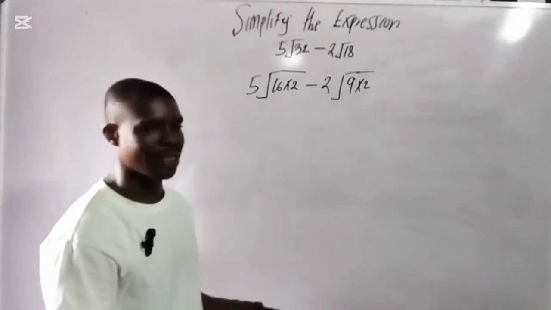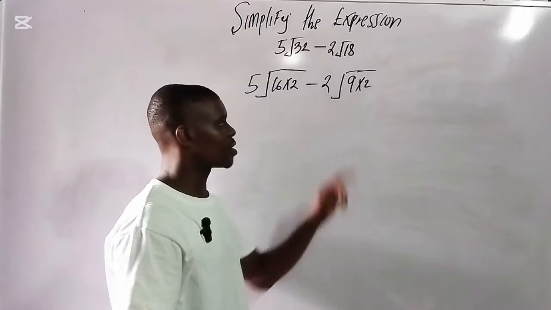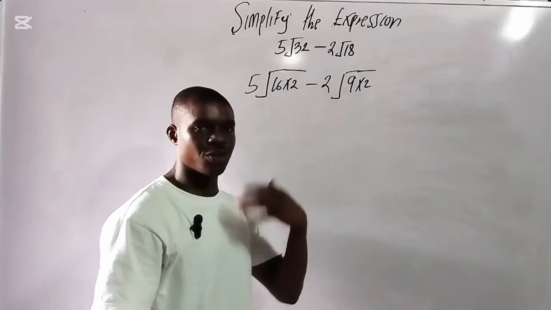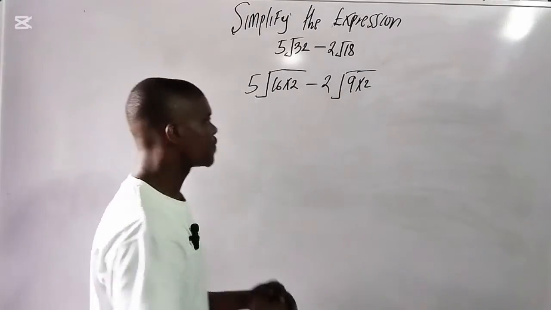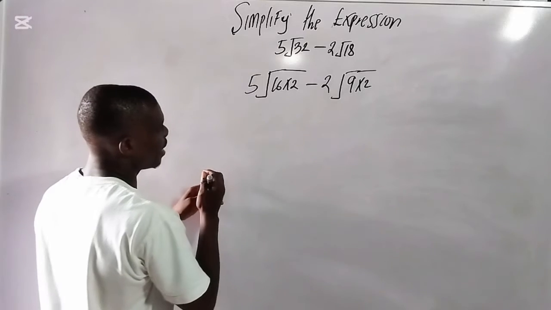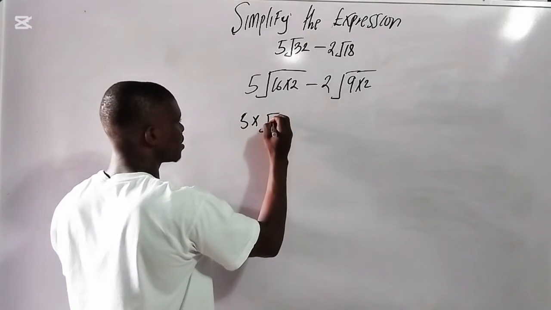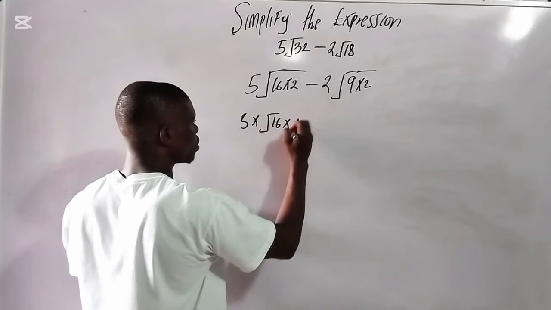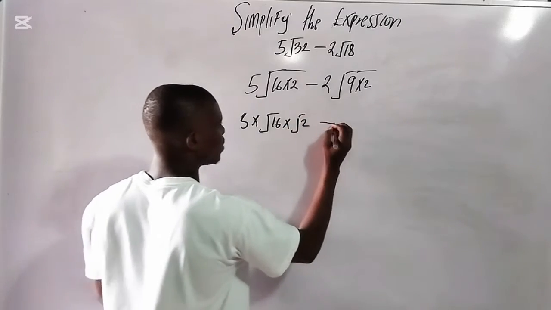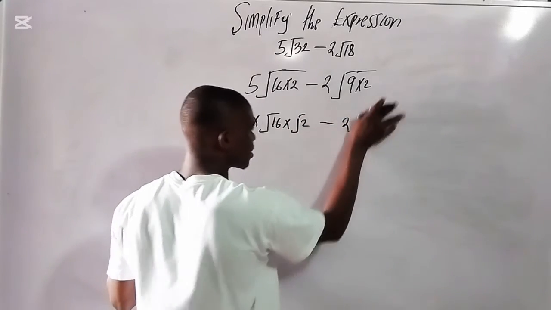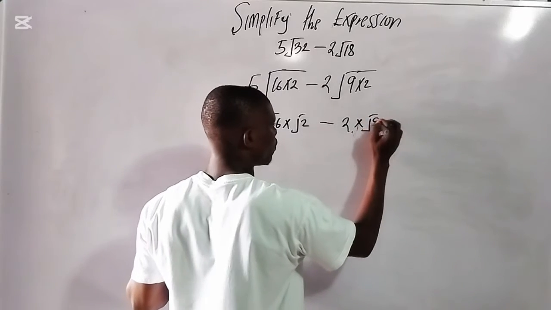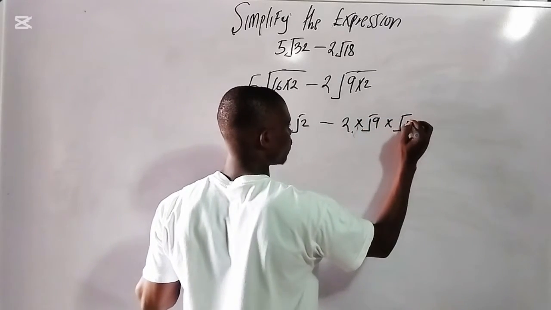Now why do we choose 9 times 2? We choose 9 times 2 because 9 is a perfect square, because the square root of 9 is 3, right? So once you do this, you are going to have 5 times square root of 16 times square root of 2, minus 2 times square root of 9 times square root of 2.